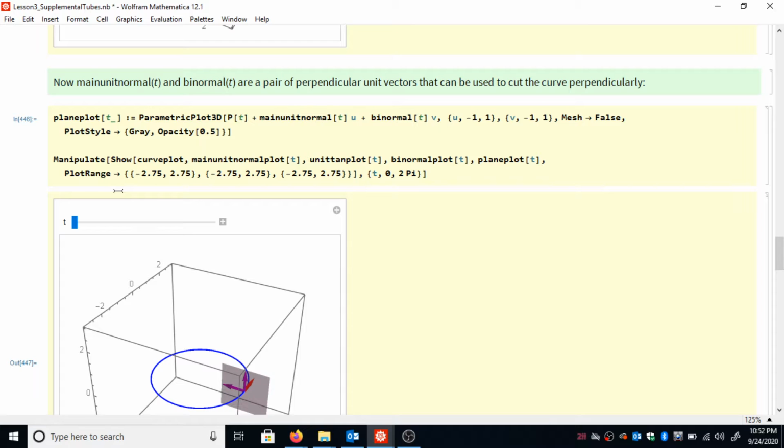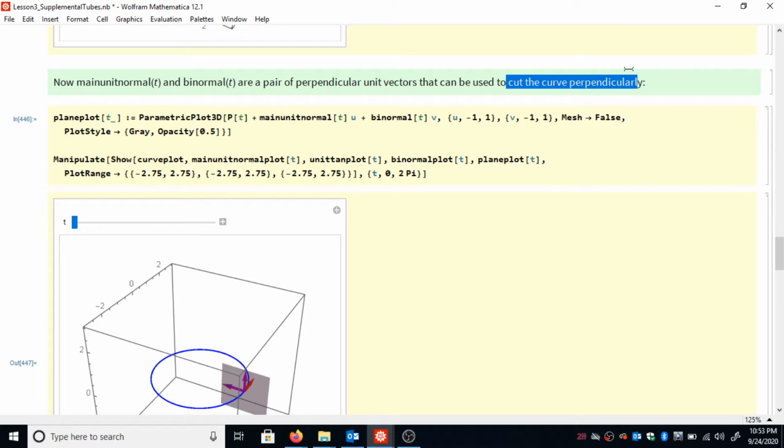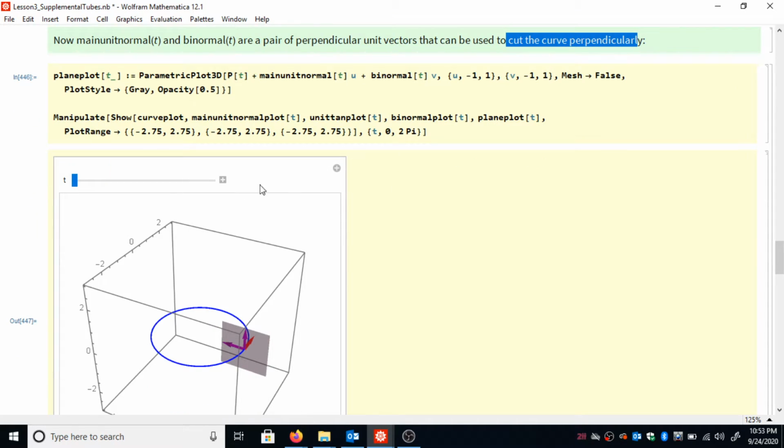Now what's kind of cool here is that main unit normal and binormal, since they're a pair of perpendicular unit vectors, if you think back to previous things that we've talked about, a pair of perpendicular unit vectors can be a nice way to define a plane. So we'll get a really nicely defined plane out of this. And that plane is special because any plane we plot using those 2 vectors is guaranteed to cut the curve perpendicularly, because that plane is going to be perpendicular to the tangent vector.